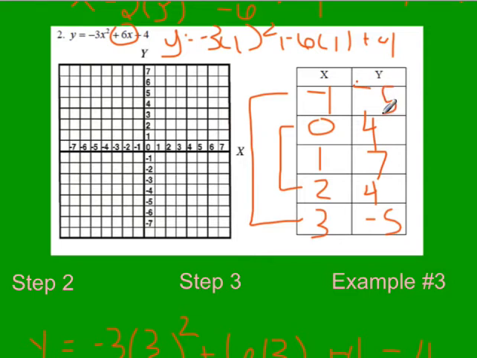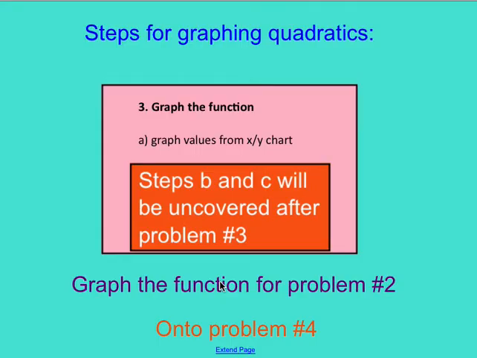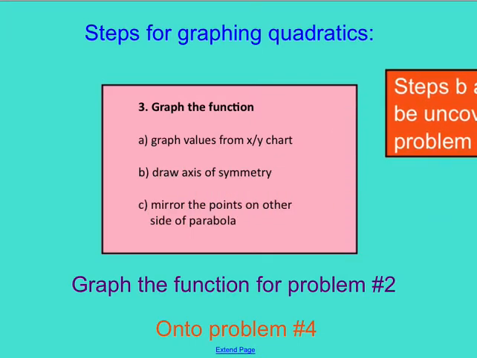So now what we want to do is take a look back at step 3. Now what do I do now that I have that chart written? So now you're ready to graph the function. Okay? So step B and C will be uncovered after problem 3. Let's just take a look at those right now while we're on that page.